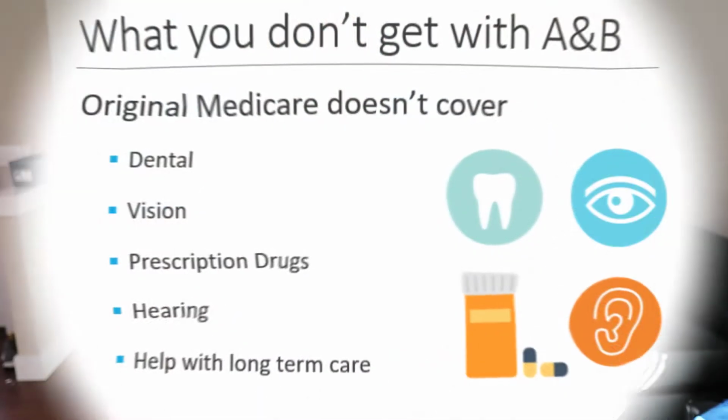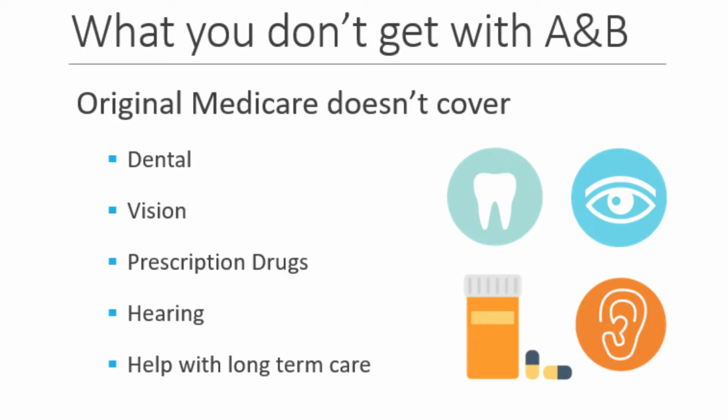So here are the things that Parts A and B don't cover: dental, vision, hearing. So if you have a Medicare Supplement plan, you need to get these things. In addition to that, prescription drugs are also not covered under A and B. They might be added to your plan if you sign up for a Medicare Part C plan, but they're not covered. Additionally, skilled nursing facility for long-term care is also not covered under Medicare.